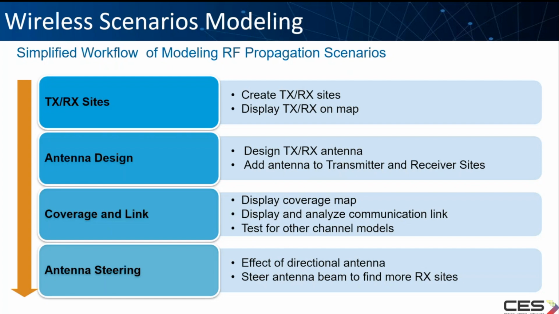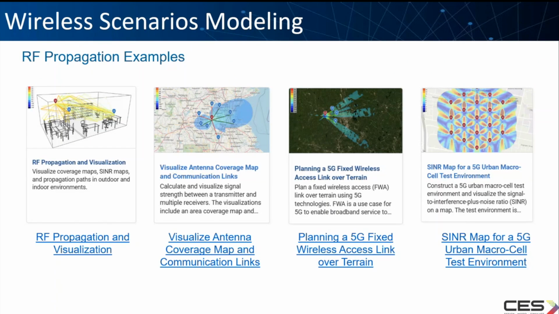Then we start the analysis of the communication link by looking at the coverage and the link, or we can also look at the SNR or the SINR, or another thing is to look at the power itself. If we are not happy with this coverage, we can use another antenna, or we can steer the antenna using beamforming toward that specific receiver. Here I'm including some RF propagation examples that will help you get started with using these RF propagation features in your project.